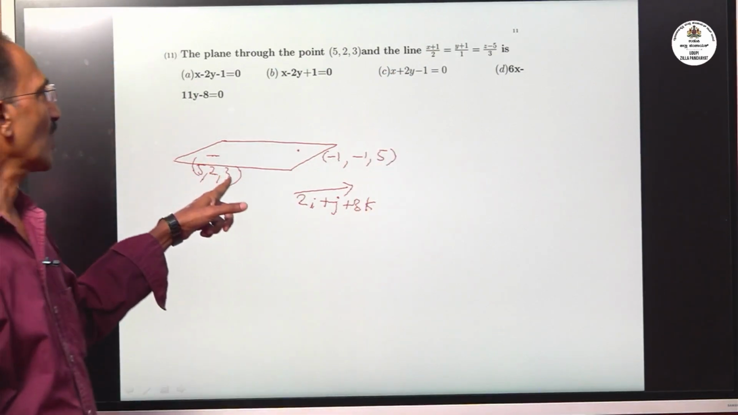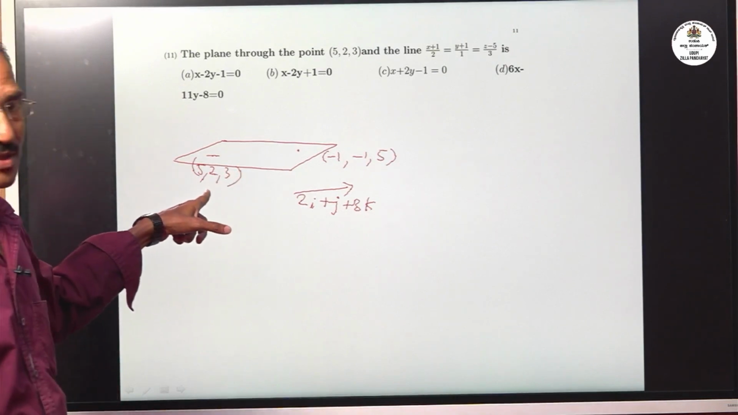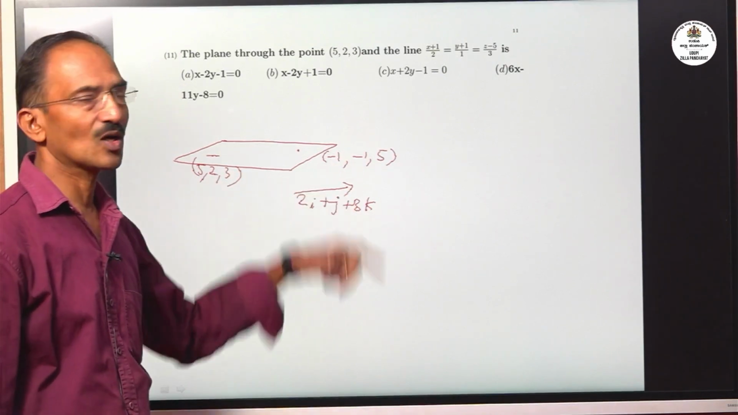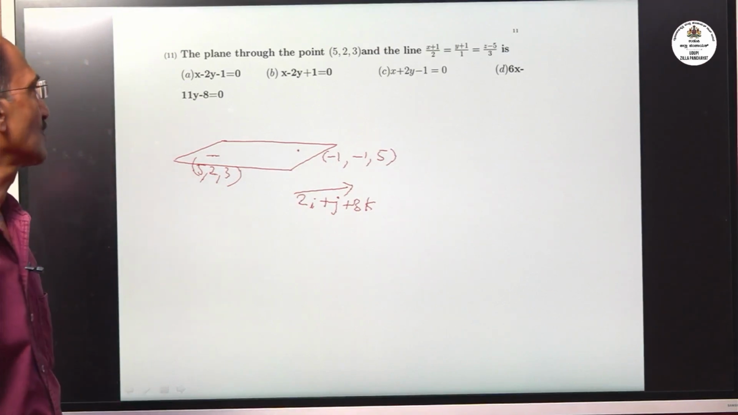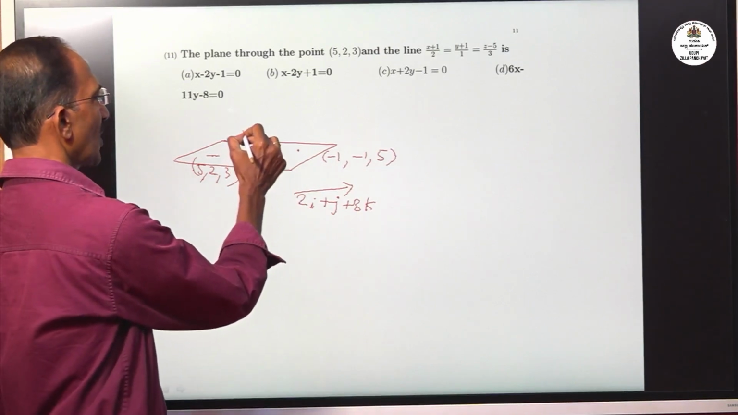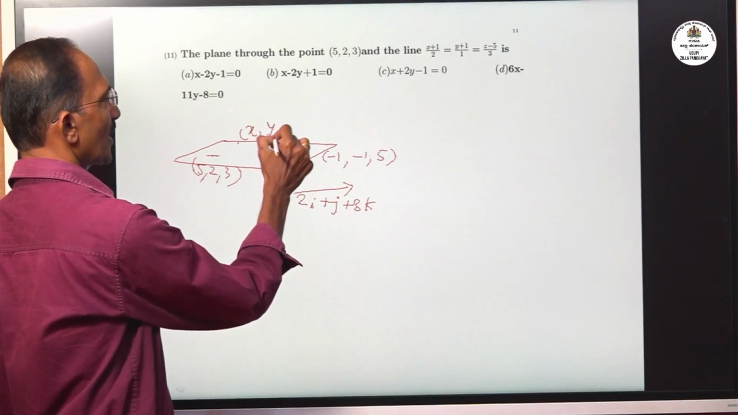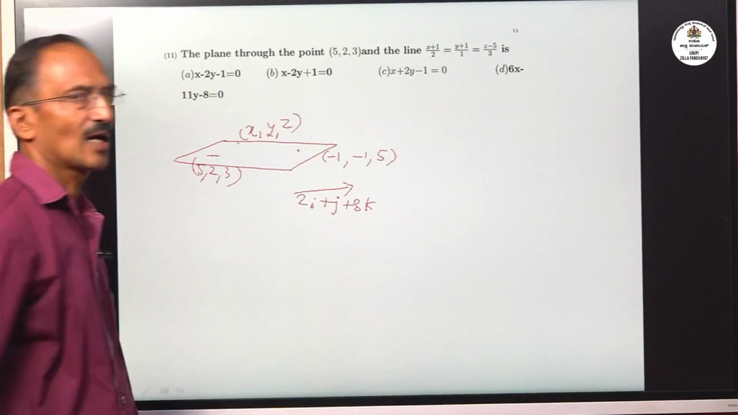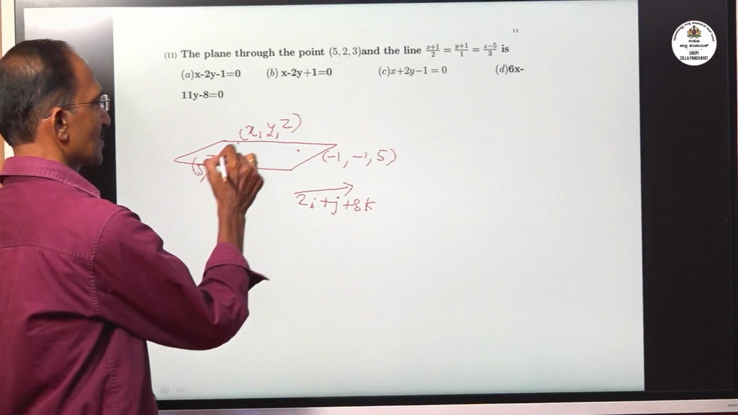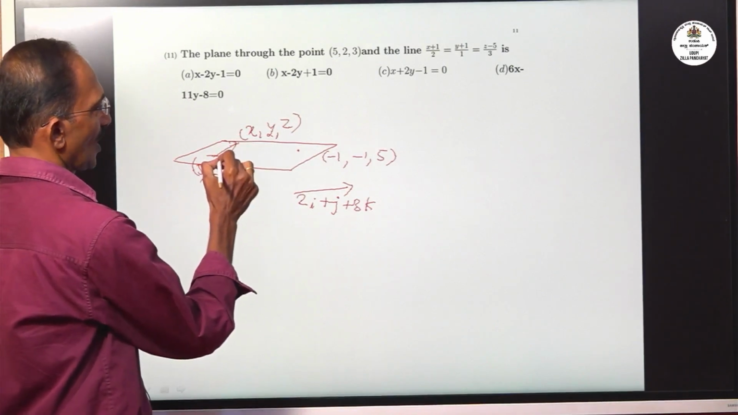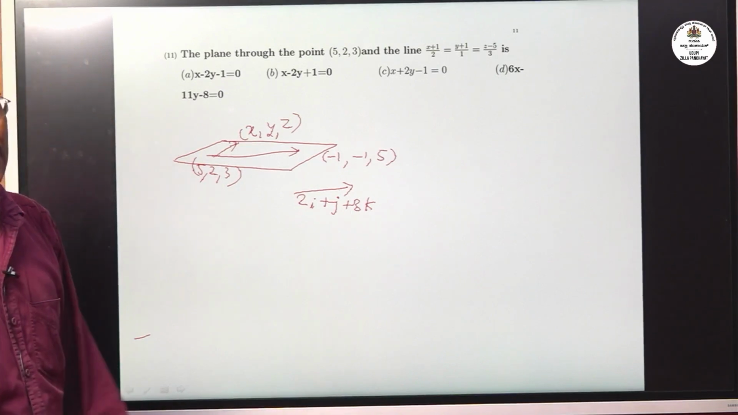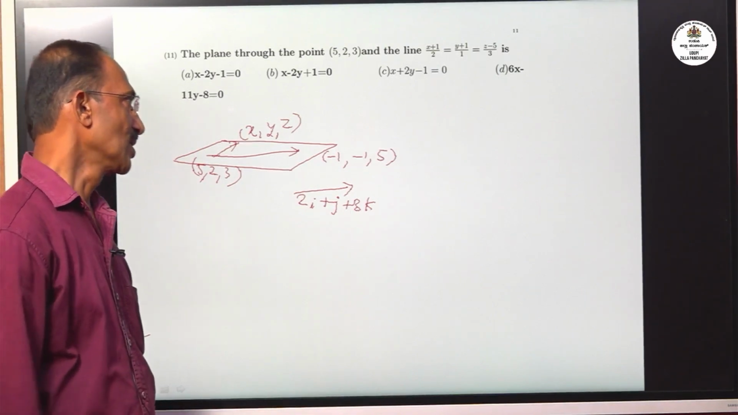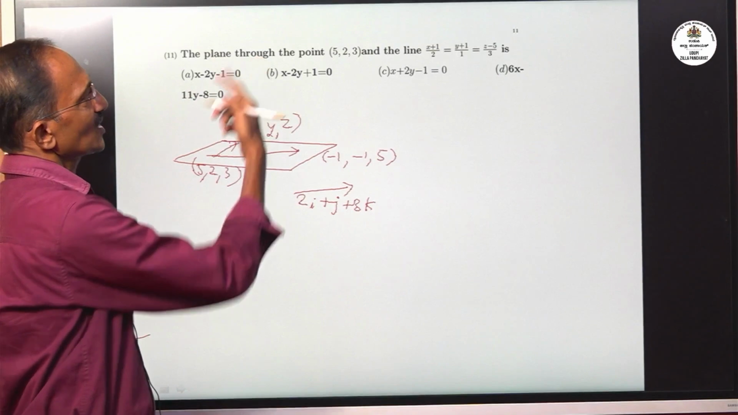So we get a point on the plane because it is passing through the point, and another point on the plane because the line is on the plane. So you just consider a general point (x, y, z) to form an equation, and you construct three vectors. Another vector we have is the vector parallel to the line.